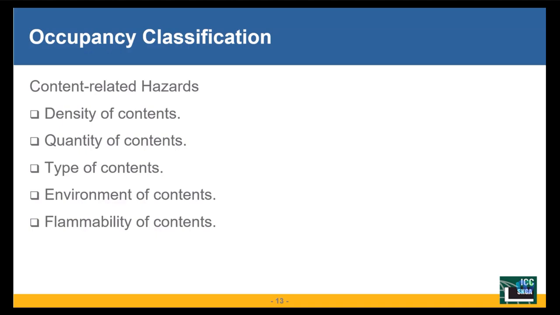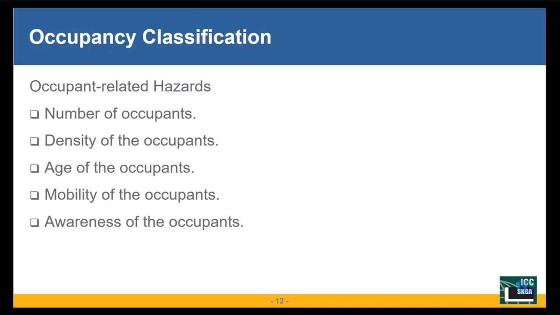The type of contents: are they combustible? Are they health hazards? Do they present health hazards? The environment of the contents, the flammability of the contents. So these will play a big role in how we classify occupancies. So again, there are content related hazards and occupant related hazards. These two hazards play a big role in how we classify occupancies, and we'll see that.